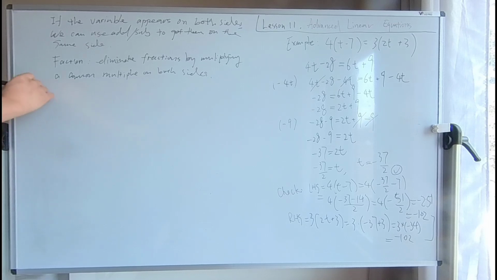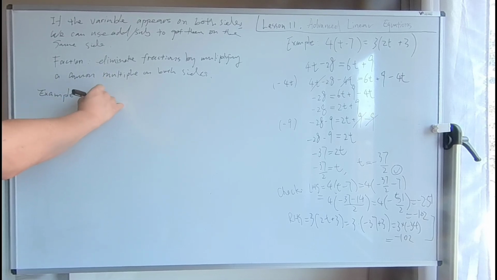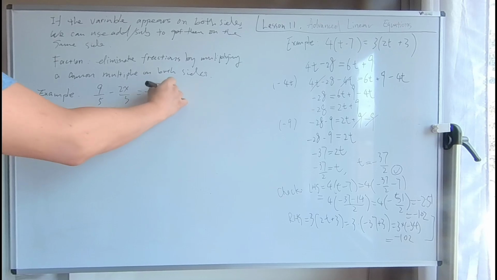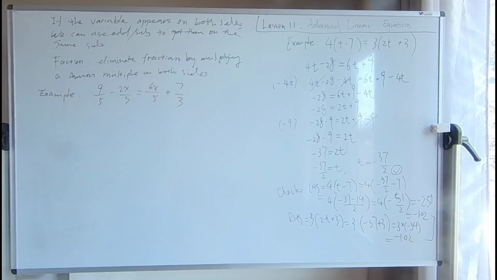Okay, so let's see an example of how we can do that. Suppose we have 9 over 4 minus 2x over 3 equals 6x over 5 plus 7 over 3. Now we have another equation. We always observe the equation or expression before we start solving it, just to have a general idea of what I'm going to do next.